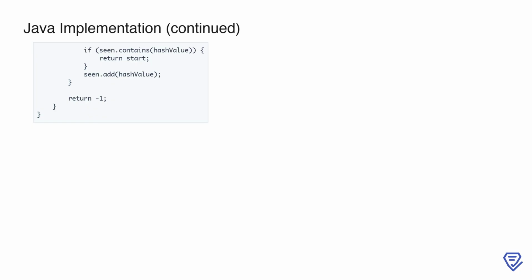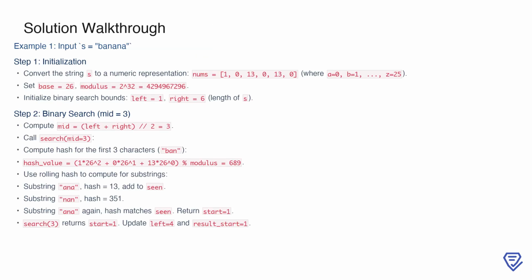This entire process ensures that we efficiently identify duplicate substrings using the Rabin-Karp algorithm, leveraging both hash computation and the sliding window technique. The combination of binary search and Rabin-Karp allows us to find the longest duplicate substring while maintaining optimal performance.